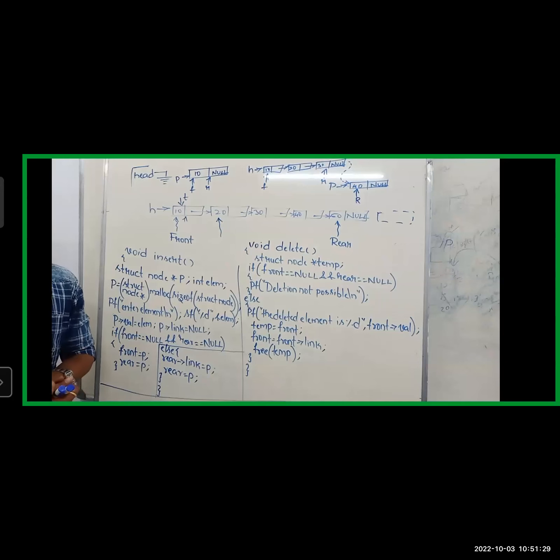If you want to find that there is only one node, what condition will you write? If front's link equal to null or rear's link equal to null. Any one you write will work. Front's link equal to null will definitely work, which means it is saying that there is only one node existing. But here I am writing both so that you get used to it.